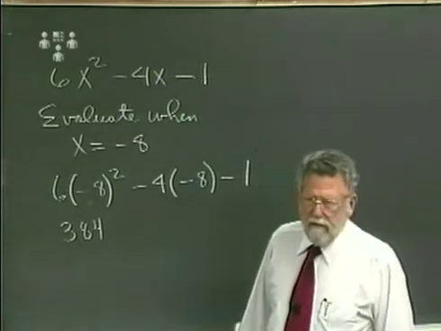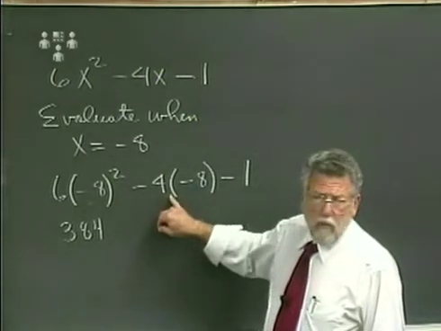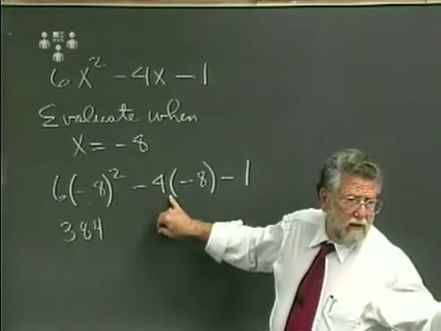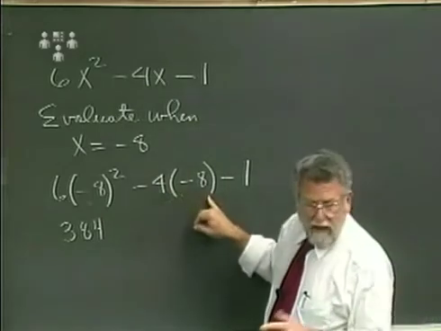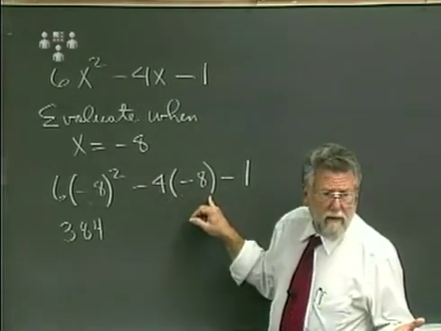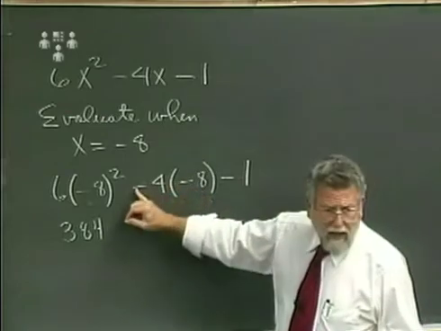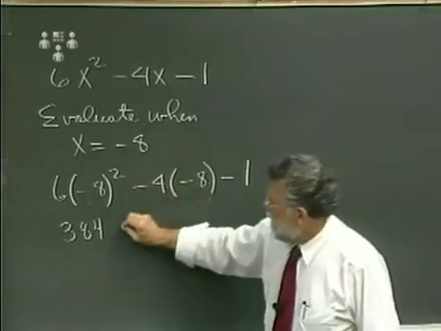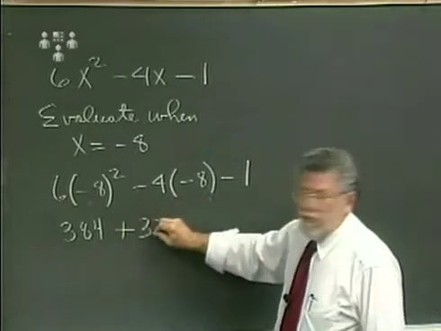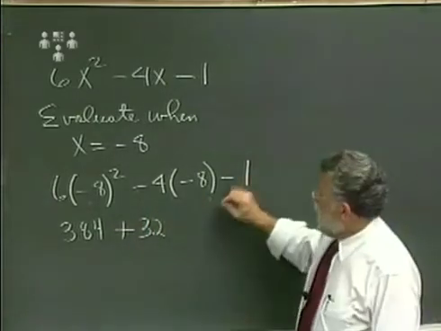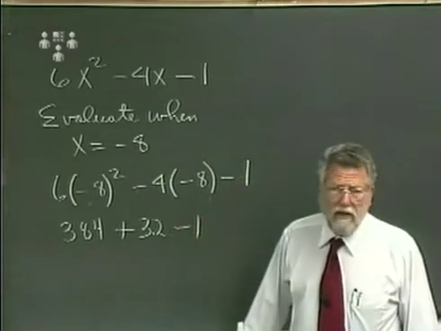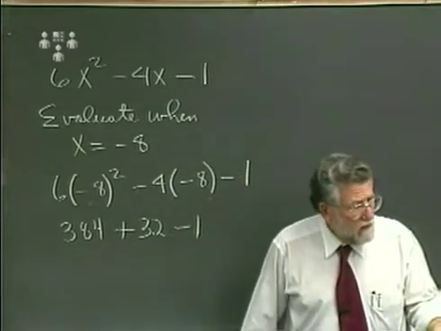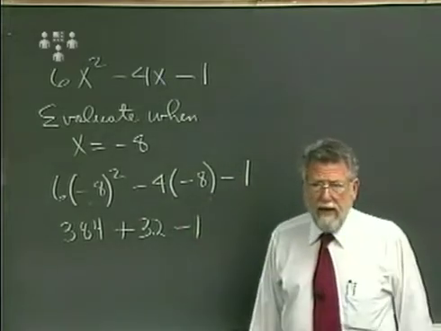We got a support, okay? Now, what about this? What are your choices? You can say positive 32 immediately, or you can treat that as plus a negative 4 times a negative 8. Your choice, but it does just come out 32. Now this minus 1 here, you can treat as plus a negative 1, or you can just write it the way I did.